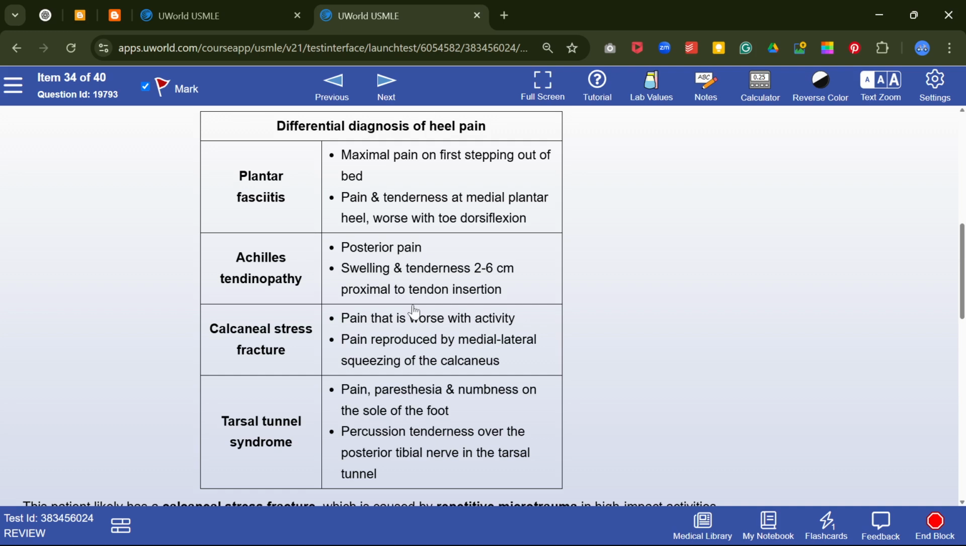There is tenderness at the insertion of the plantar fascia, pain with dorsiflexion of the toe, and presence of a heel spur on X-ray, which has low sensitivity and specificity. In plantar fasciitis, activity modification, stretching exercises, and a heel pad or orthosis may be used.